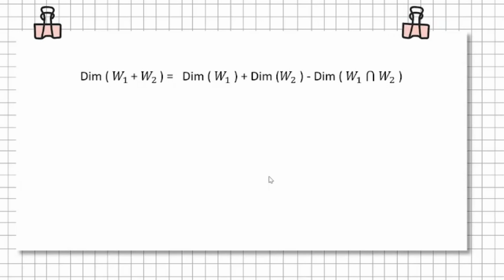Yeah, in set theory we have a similar formula. In set theory, what is the formula? n of A union B equals n of A plus n of B minus n of A intersection B. That's correct. We proved it for the sum of two subspaces.